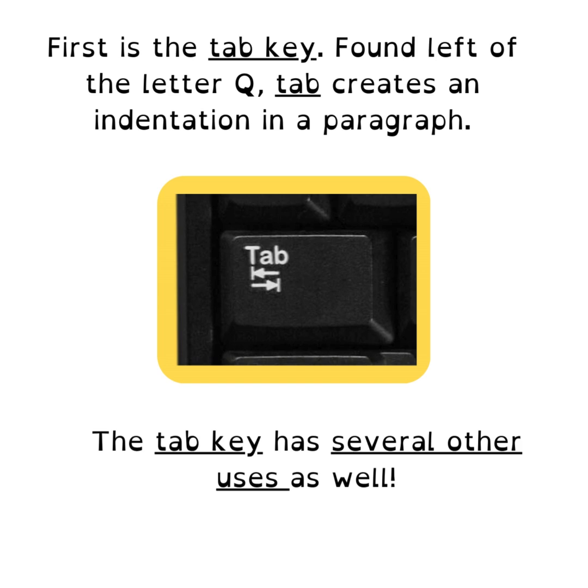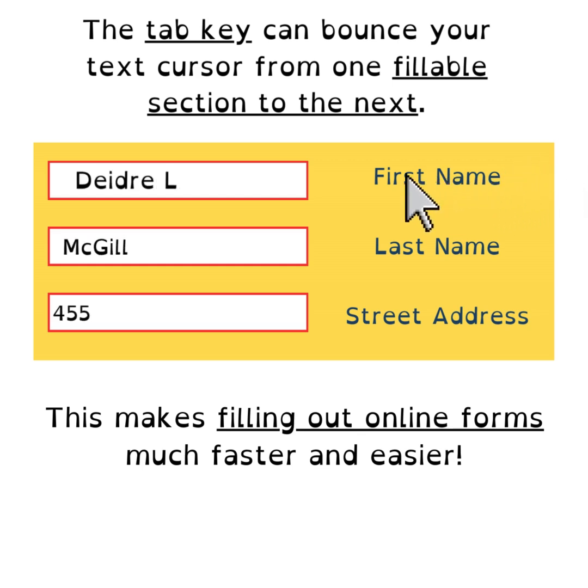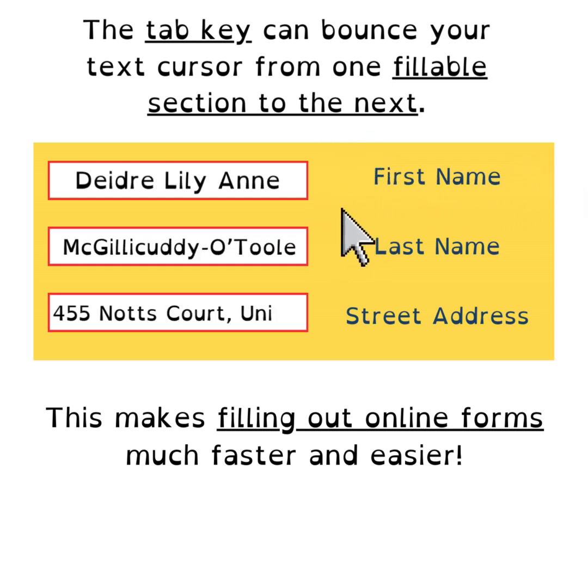Found left of the letter Q, Tab creates an indentation in a paragraph. The Tab key has several other uses as well. The Tab key can bounce your text cursor from one fillable section to the next. This makes filling out online forms much faster and easier.